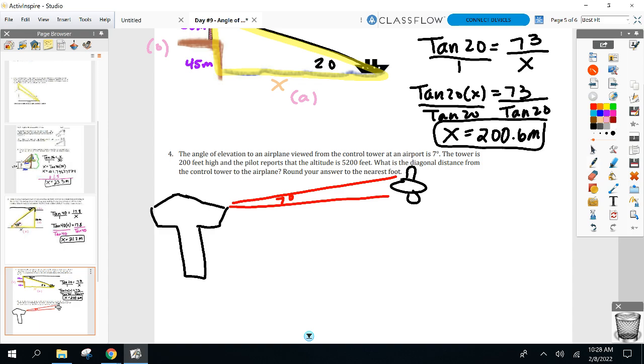All right, there's some other pieces here. The tower, 200 feet high. This tower, 200 feet high. And I want to talk about this because I think this will come up in the homework tonight.